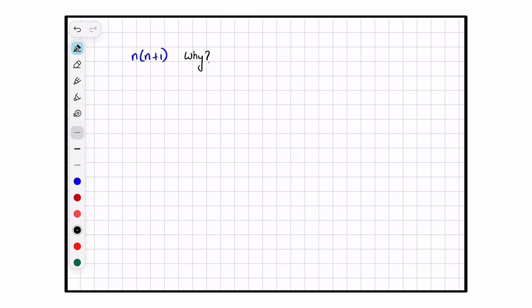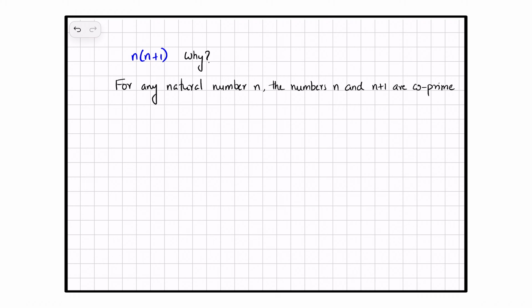It's given that n is a natural number, okay? So for any natural number, the numbers n and n plus 1 will be coprime. You take any natural number n, then that number n and the next number n plus 1 will always form a coprime. So let us look a bit more deep into this.